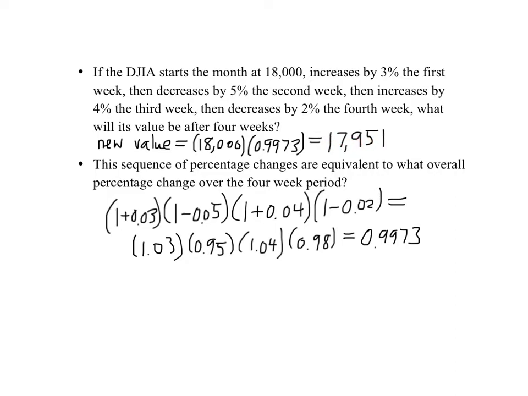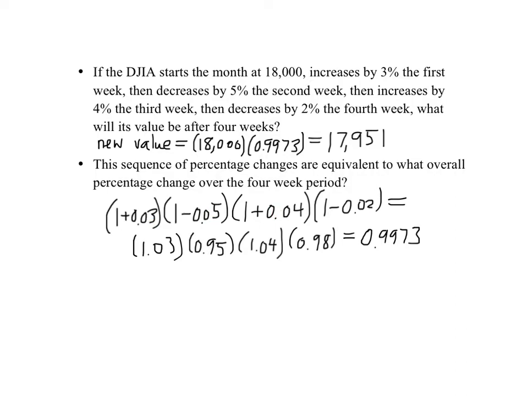Traditionally, this value of the stock index is rounded to the nearest integer. Notice how the overall effect was not to remain steady at 18,000, or not to come back at the end to 18,000. The overall effect of these 4 weeks of growth and decline was a net decline. We would have gotten that wrong if we had added and subtracted percentages instead of multiplying growth factors.